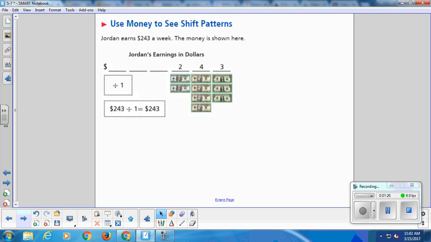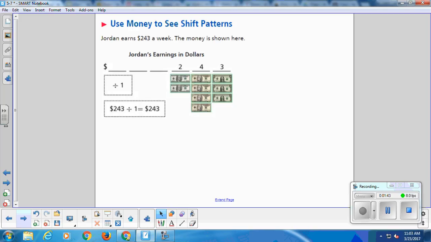So let's look. Jordan earns $243 a week. The money is shown here. He's got $3 bills, 4 $10 bills, and 2 $100 bills. If I divide that by 1, what do you get? The same thing. There you go. Yes, you were right. It's 243.